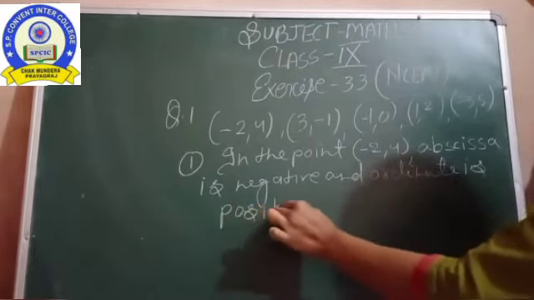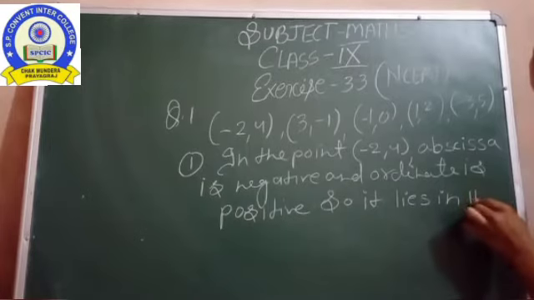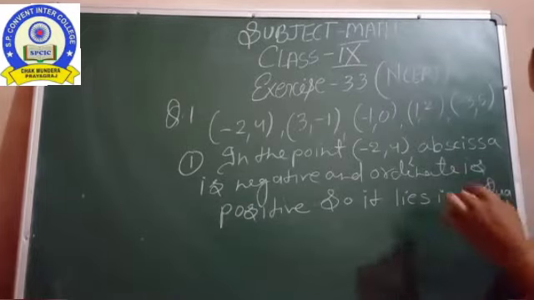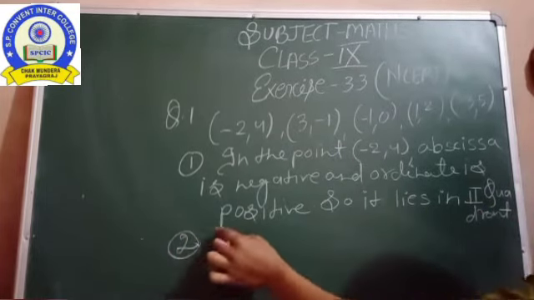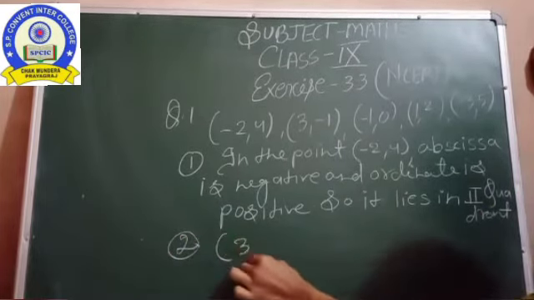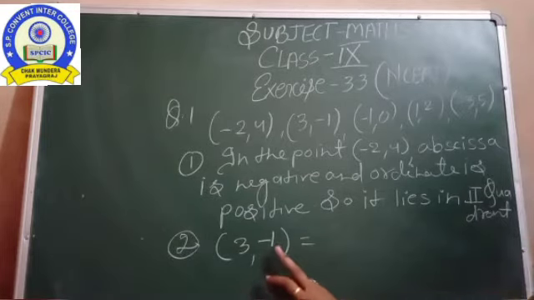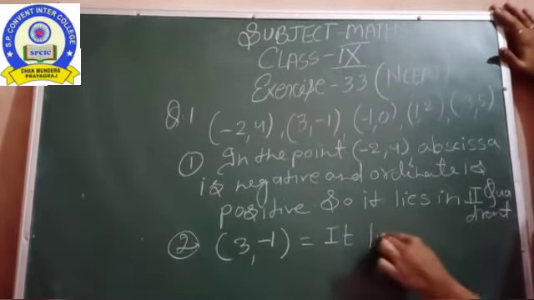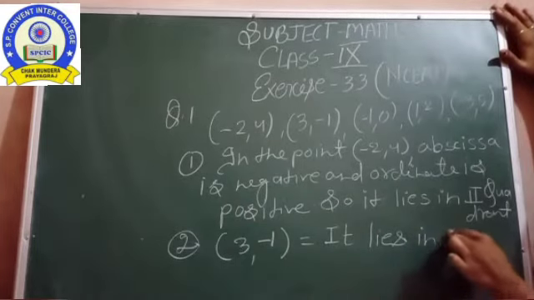So in which quadrant does it lie? Second quadrant. So it lies in the second quadrant. And second is (3, -1). The abscissa is positive and the ordinate is negative. So it lies in the fourth quadrant.